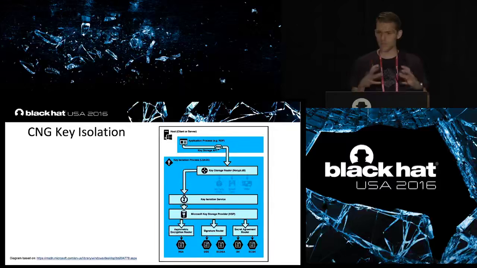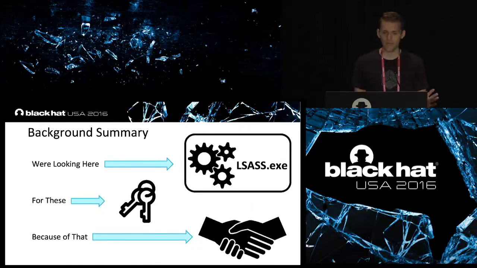There's these things called key storage providers, and then there's blobs that are going to get stored. The way that they get stored and how that happens is going to depend on what kind of secret it is, if it's an RSA secret or an elliptic curve key, for instance. All right, cool. So in summary for the background, we're going to look at LSASS, we're looking for keys, and we're doing that because that's where the handshake happens and because Schannel prefers ephemeral cipher suites.